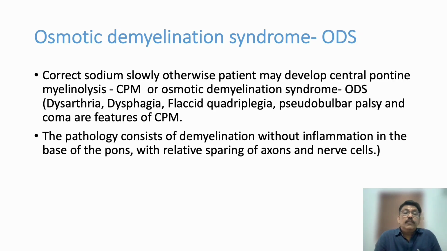Now, if you try to correct hyponatremia in a faster manner, especially chronic hyponatremia, they develop a condition called osmotic demyelination syndrome. This is sometimes called central pontine myelinolysis or extrapontine myelinolysis. Central pontine myelinolysis means myelinolysis occurs in the pons area. Extrapontine means myelinolysis will be there in extrapontine areas. Patient can have altered behavior, patient can have paraplegia.